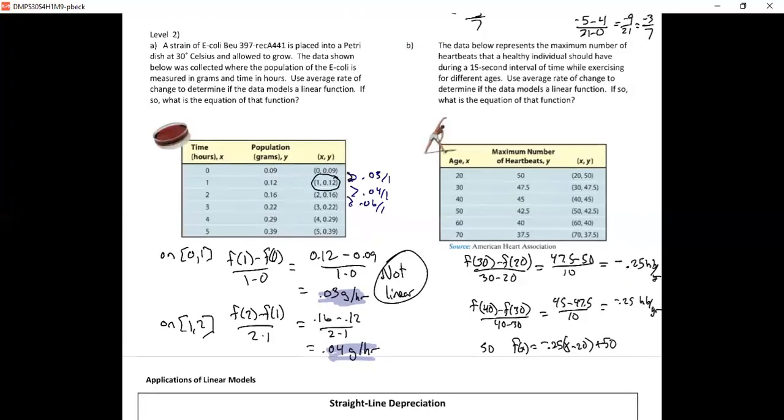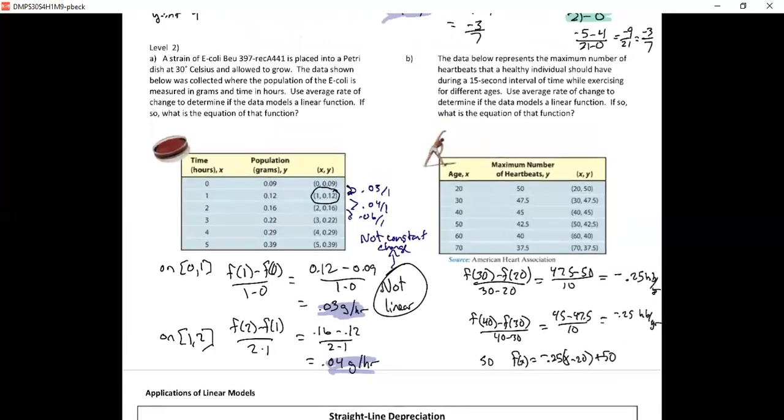So the main thing is it's not linear because this is not a constant change. We need it to be a constant change in order for us to have a linear function. And this sort of makes sense because anybody who knows anything about how bacteria work, they double and then they double again, and then they double again. Basically, we have bacteria that are growing at an exponential rate, not really a linear rate.